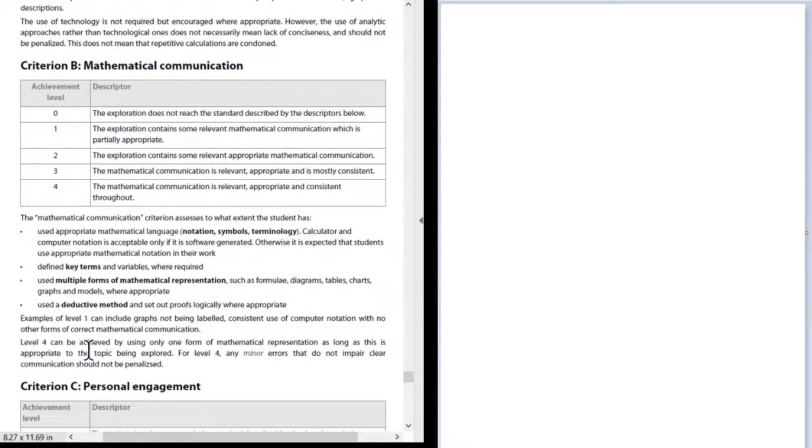Level 4 can be achieved by using only one form of mathematical representation. It's not about variety. It can be a single type of representation, as long as this is appropriate to the exploration. For level 4, any minor errors that do not impair clear communication are acceptable.